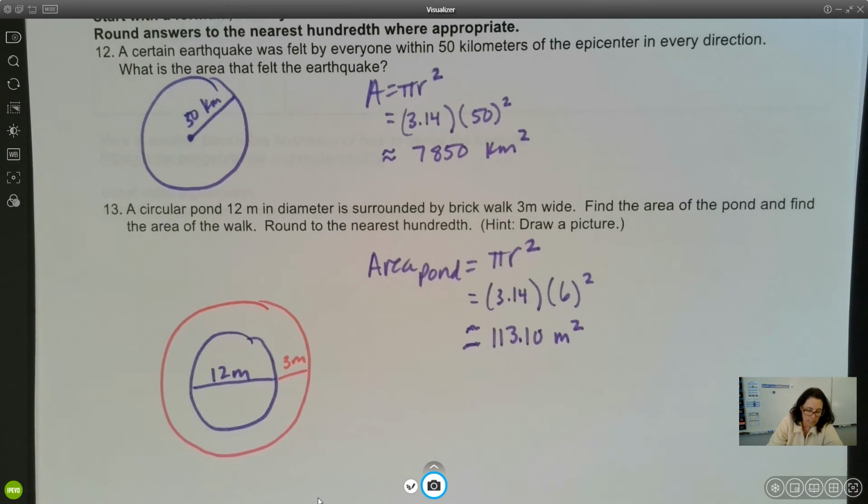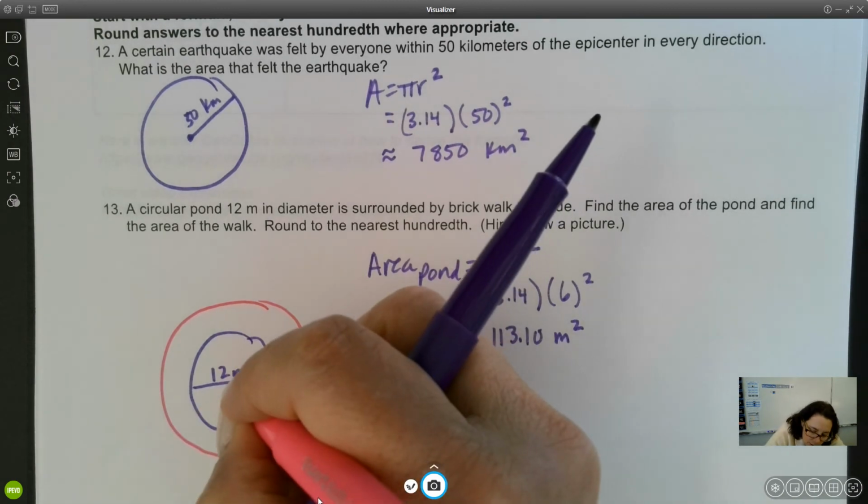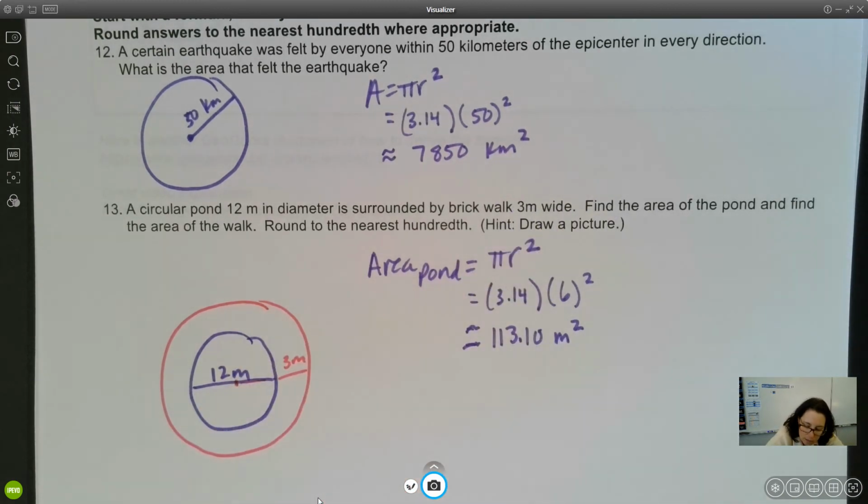Now I want to find out the area of the whole thing, the pond with the walkway. So it's the pink, the whole thing. Now be really careful. What is the radius of the pink circle? Do not say 3. Do not say 3. You have to think about half of that as well. So 9.